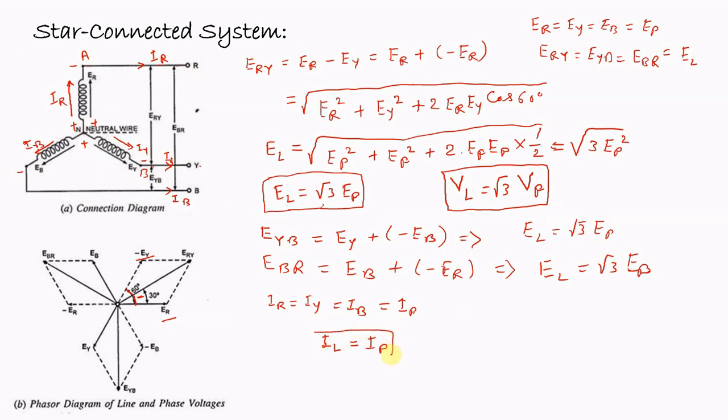In a star connected system, the current which is flowing through a coil, the same current will flow through the external circuit. The current which is flowing through a phase, the same current will flow through the external line terminals. So the line current is equal to phase current. So here we have to remember two points. First is the voltage. The line voltage is root 3 times of the phase voltage, and the line current is equal to phase current.